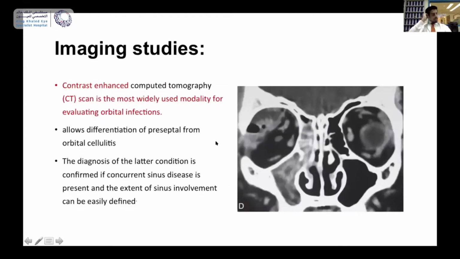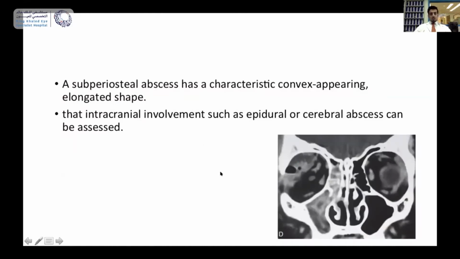Which imaging modality is the first choice? Usually it's contrast-enhanced CT scan. Why? It's readily available, fast, and allows differentiation of preseptal from orbital cellulitis, and it can also demonstrate clearly the sinus involvement, like in here, and also subperiosteal abscess. It will appear as a convex elongated shape, usually in the medial orbit, but can be superior or inferior even.